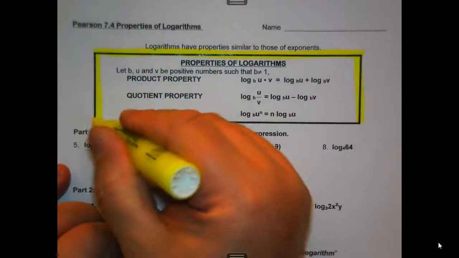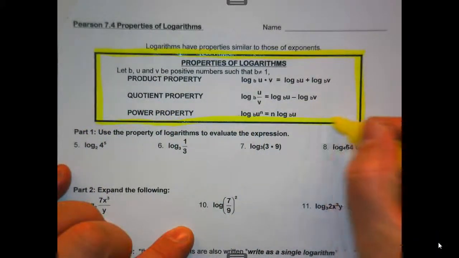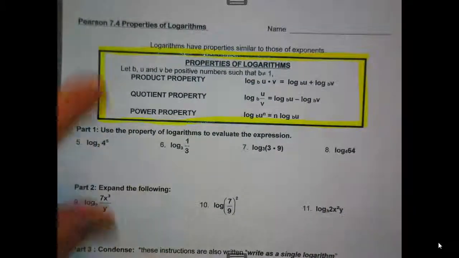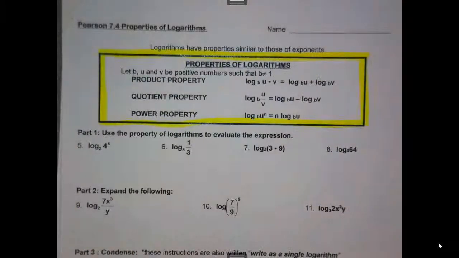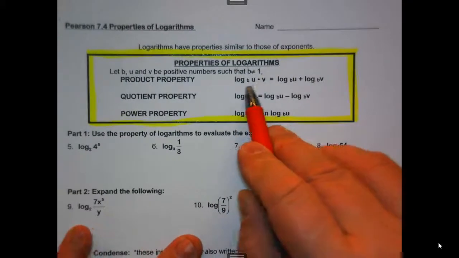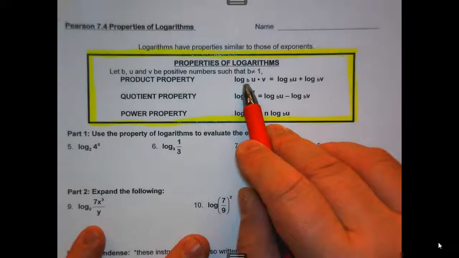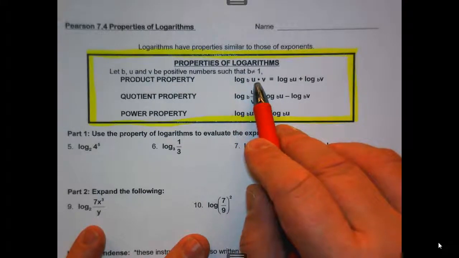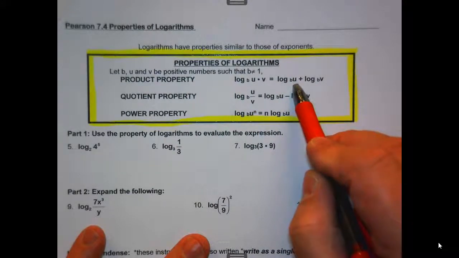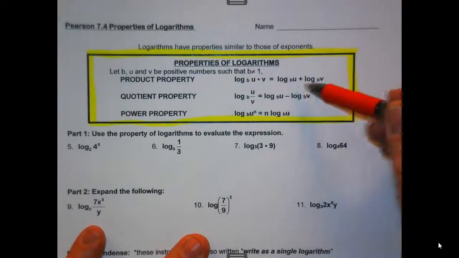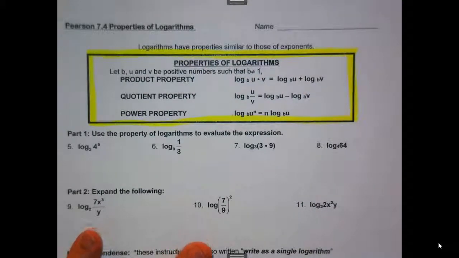Here's the property of logarithms. The way these are written is we are going from condensed form to expanded form. So if I have two numbers being multiplied together with the same base, I can separate these multiplication numbers individually to log base b of one of the numbers plus log base b of the other number.